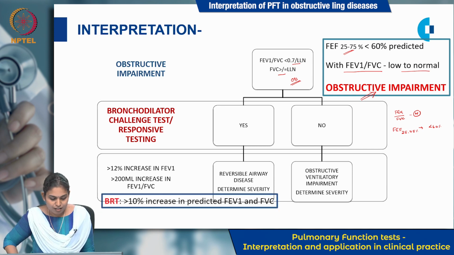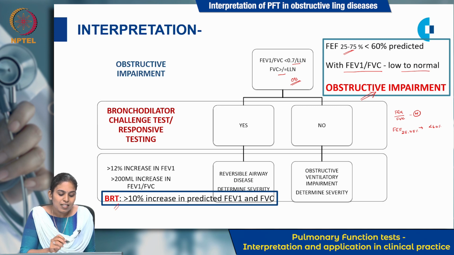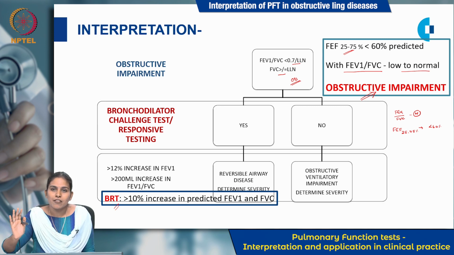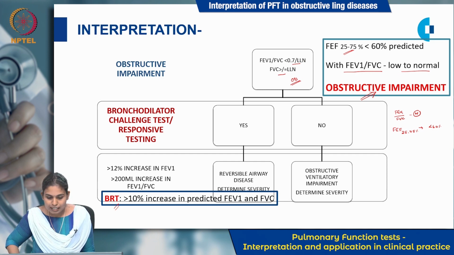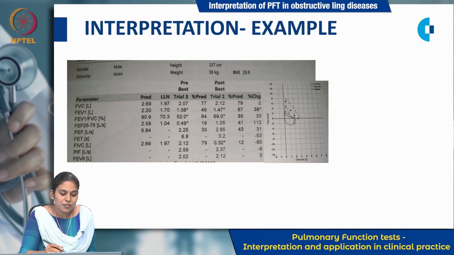Okay. And we would like to recall again that bronchodilator responsiveness testing means that, from the person's predicted FEV1 and FVC value, if a 10 percentage increase is noted after bronchodilation, then the person is having good bronchodilator responsiveness. Is that clear? I hope it is. So now we move on to the interpretation of the obstructive airway disease.